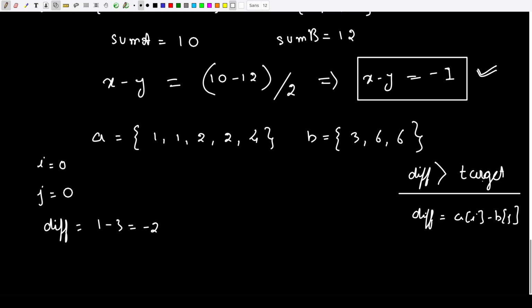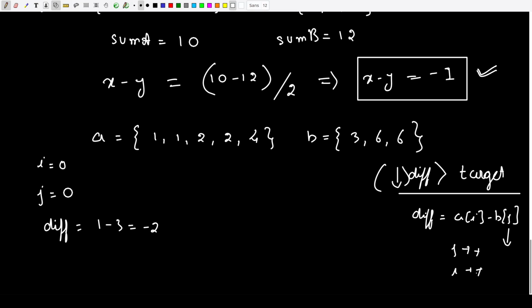Remember the difference is essentially A[i] minus B[j]. Since the difference is greater than the target, that simply means we want to reduce the difference. And the way we will be able to reduce the difference is by increasing the value of B[j]. Since the array is sorted, we know that the (j+1)th element will be greater than or equal to the jth element, because of which in this particular case we are going to increase j by 1. If the difference is less than the target, in such a case we want to increase the difference, because of which we are going to increase i.